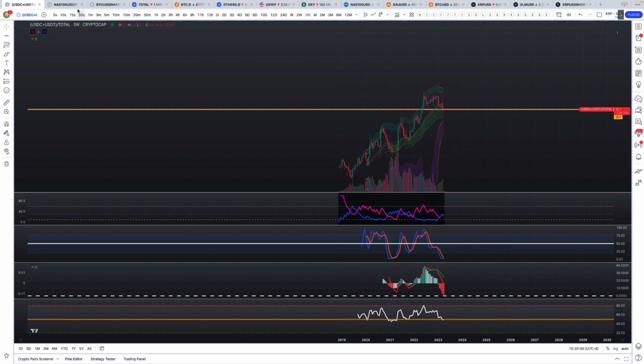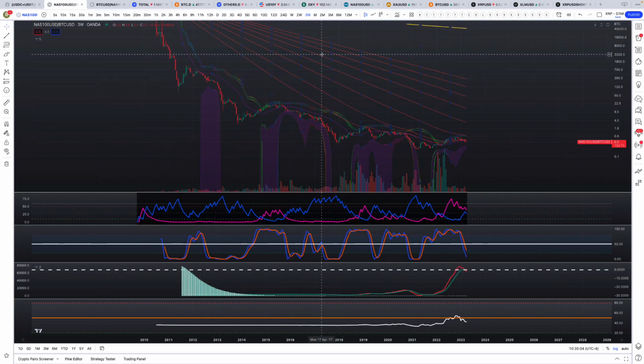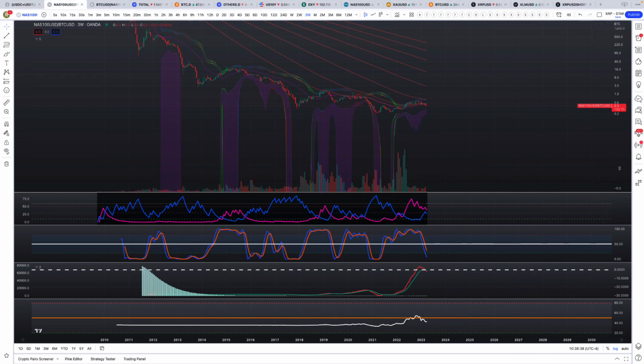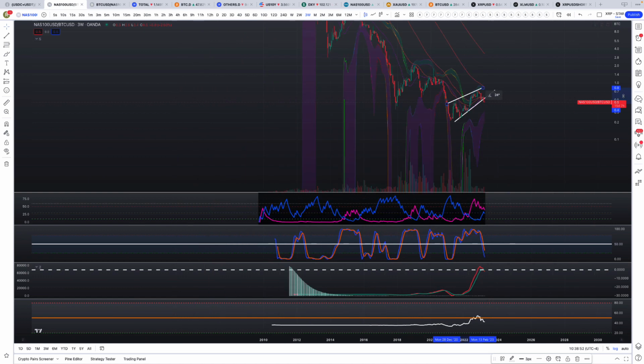So let's go to the next chart, which is the Nasdaq 100 against Bitcoin, and let's see what's going on over here. All right, so this chart is saying on the 3 week chart, we want to see this break down, because every single time we break down from that upward channel, and we have shown this many times before, this is the start of our bull run for crypto.